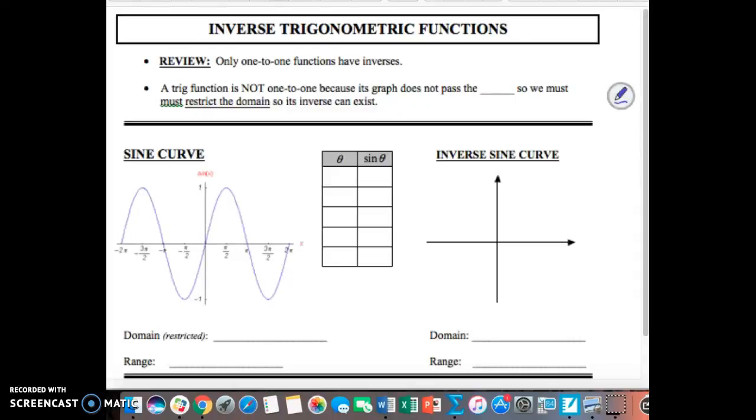This is Precalculus, section 7.4. We're going to be talking about inverse trigonometric functions.